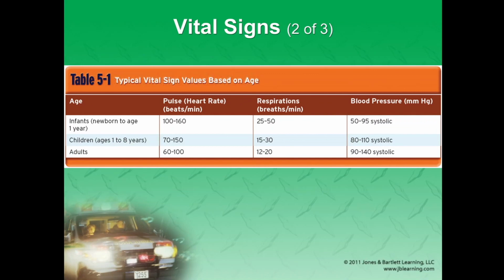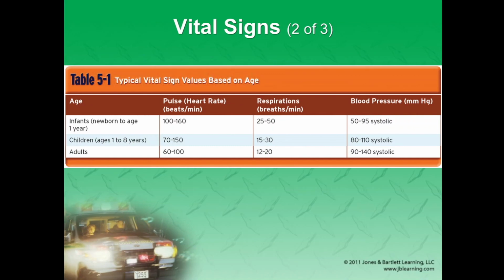As you get older and you become a child between the ages of 1 to 8 years, your pulse rate is going to change to 70 to 150 beats per minute. Now that's a pretty big range. Your respiratory rate could be anywhere between 15 and 30 breaths per minute. And your blood pressure, systolic top number, is anywhere between 80 and 110.